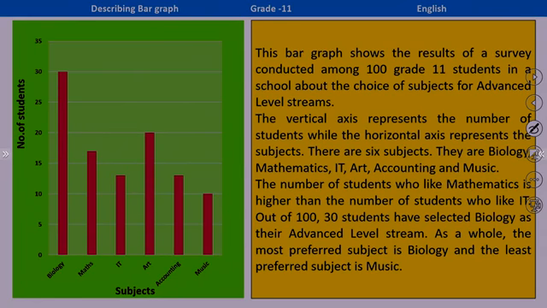The number of students who like mathematics is higher than the number of students who like IT. Out of 100, 30 students have selected biology as their advanced level stream. As a whole, the most preferred subject is biology and the least preferred subject is music.